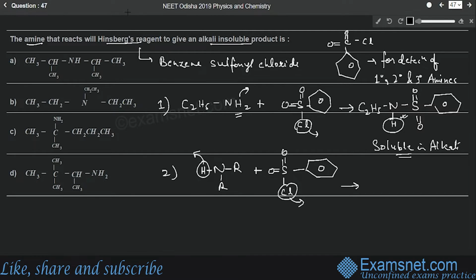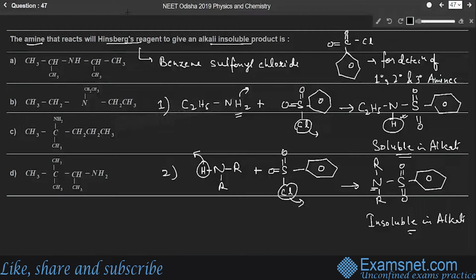So what will be left here? This time no hydrogen will be left in the amine, because only one hydrogen was there, and that is also removed. Let's see the product: nitrogen, two alkyl groups, then sulfur, oxygen, and benzene. There is no hydrogen with nitrogen, therefore this will be insoluble in alkali. That means any secondary amine that reacts with Hinsberg reagent will lead to a product that is insoluble in alkali.